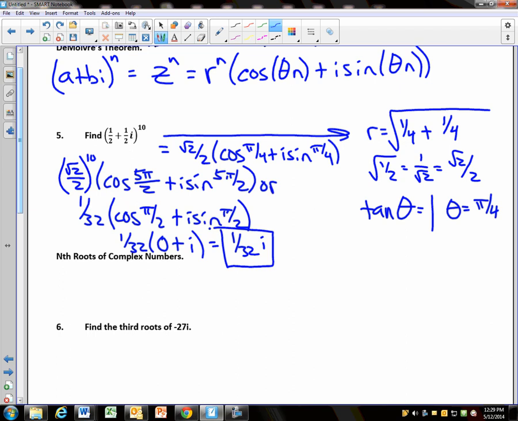We took theta times n, and theta was pi over 4, and we multiplied pi over 4 by 10, you get 10 pi over 4, which reduces to 5 pi over 2. Question.